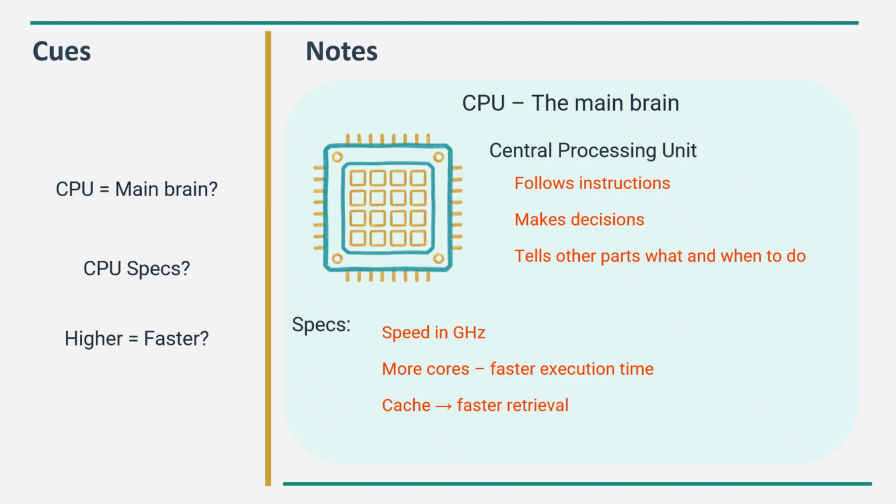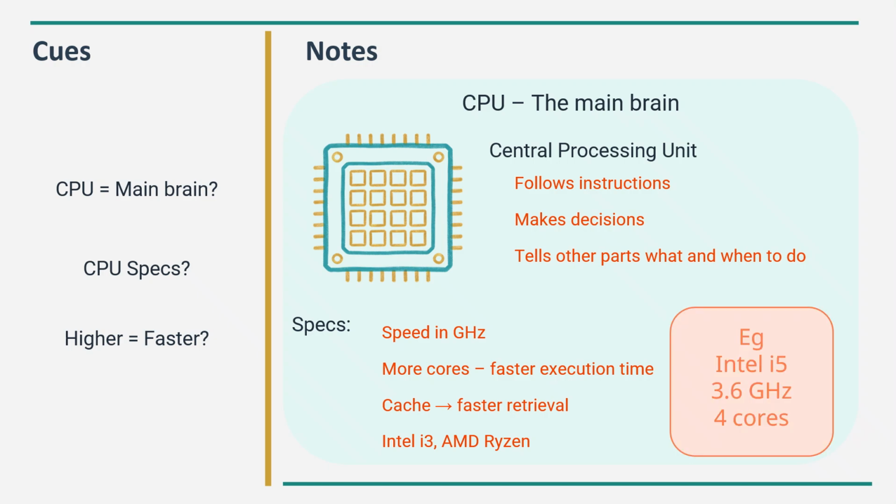Cache memory helps in faster retrieval for next functions, and examples of the brand and models are the Intel, such as i3, and now the newest version is i9, as well as AMD Ryzen. Here's an example of a spec that you might find in an exam paper: Intel i5, 3.5 GHz, 4 cores.